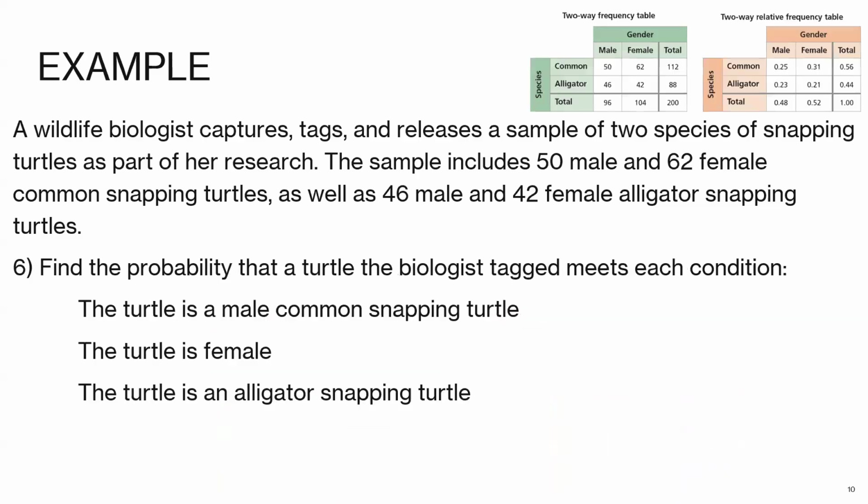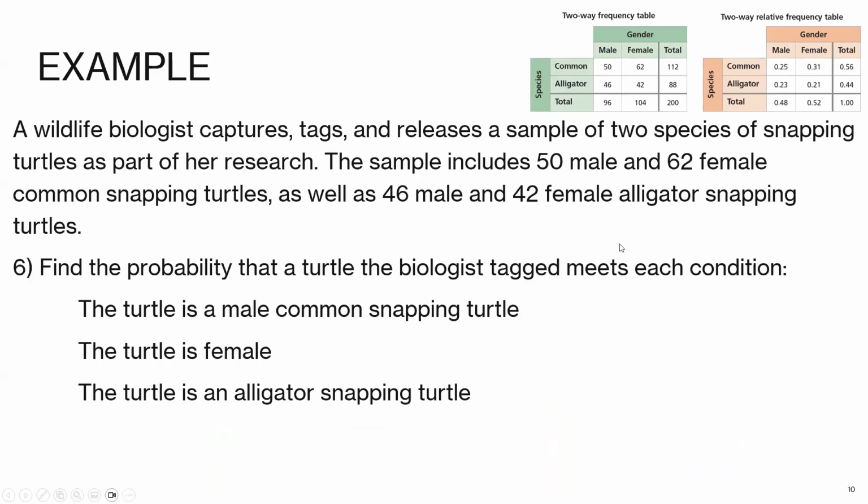That's where these numbers are coming from. Keeping that same data, we're going to find the probability. Find the probability that a turtle that the biologist tagged meets each of these conditions. So first condition, the turtle is a male common snapping turtle.